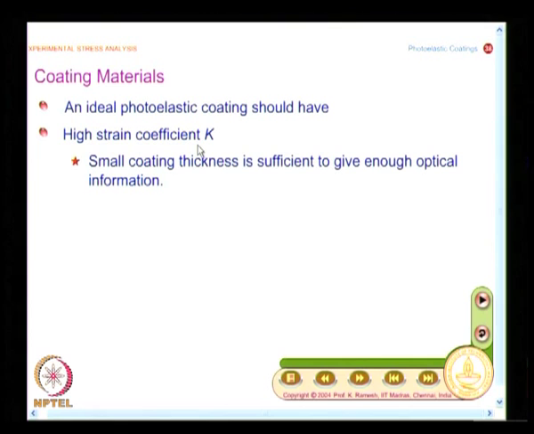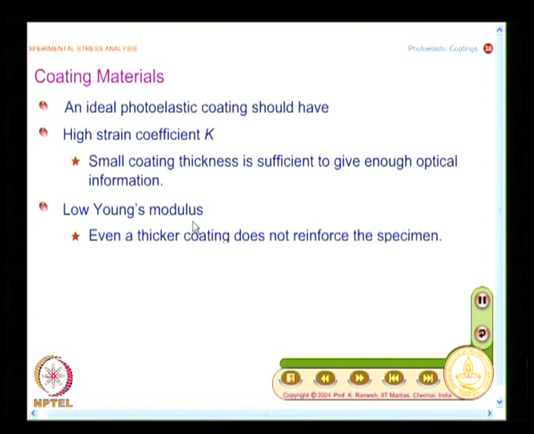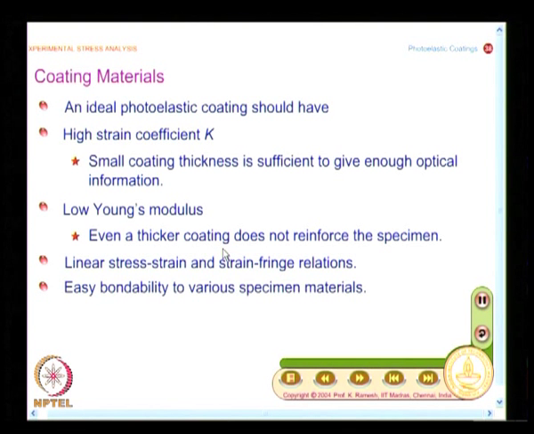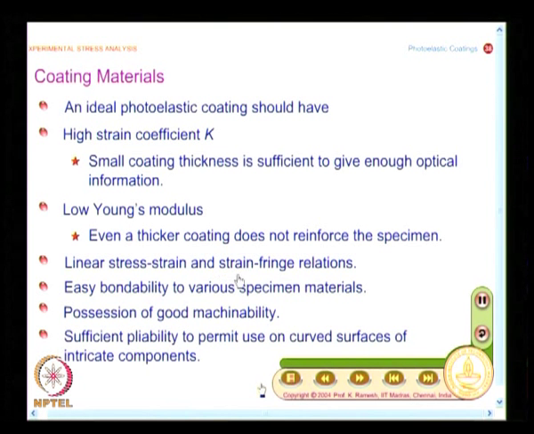So, from that point of view, you want to have a high strain coefficient K, and the reason is a small coating thickness is sufficient to give enough optical information. And you want to have a low Young's modulus, because you do not want this to reinforce the specimen, and you want to have linear stress strain and strain fringe relations, so that interpretation becomes a lot simpler.